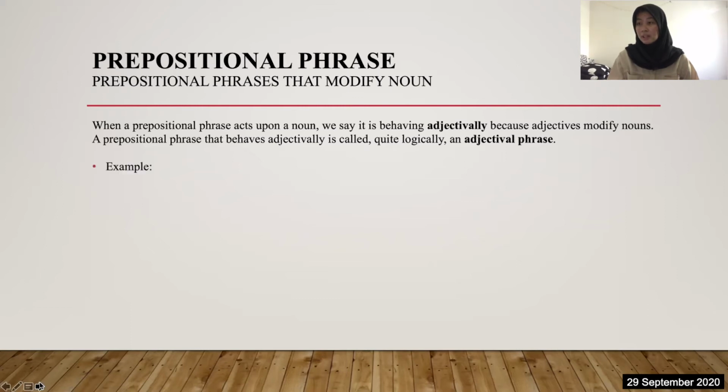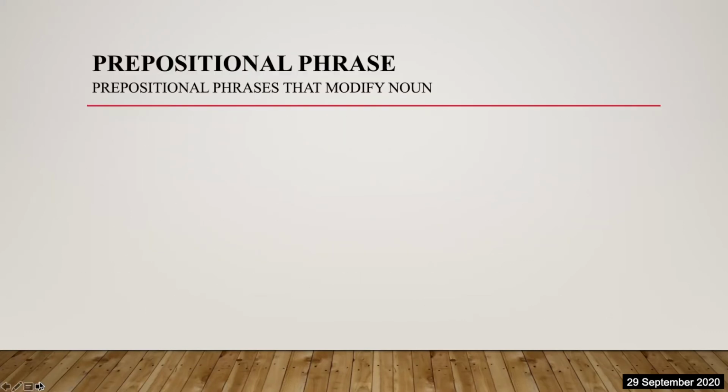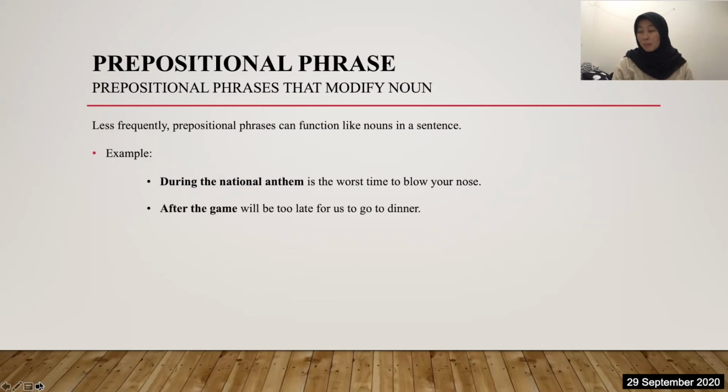For example, the cat in the middle is the cutest. In the middle is a prepositional phrase that modifies cat, the noun in the sentence. Less frequently, prepositional phrases can function like nouns in a sentence. For example, during the national anthem is the worst time to blow your nose. After the game will be too late for us to go to dinner.